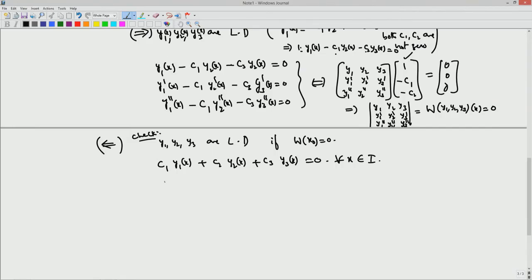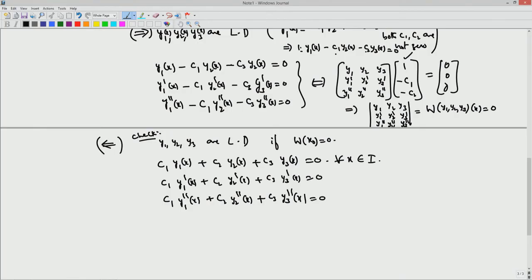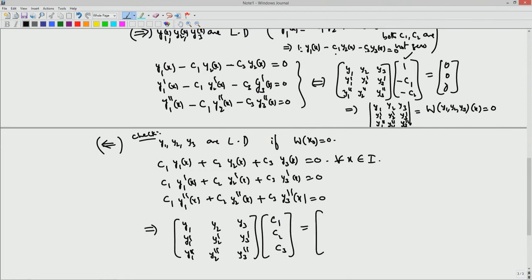So, once you make this, you can differentiate, the same as earlier: c1 y1 dash of x plus c2 y2 dash of x plus c3 y3 dash of x equal to 0. And then you can also differentiate twice: c1 y1 double dash of x plus c2 y2 double dash of x plus c3 y3 double dash of x equal to 0. So, what is this? This means I have this system: the matrix with rows y1 y2 y3, y1 dash y2 dash y3 dash, y1 double dash y2 double dash y3 double dash, times c1 c2 c3 equal to 0 0 0.